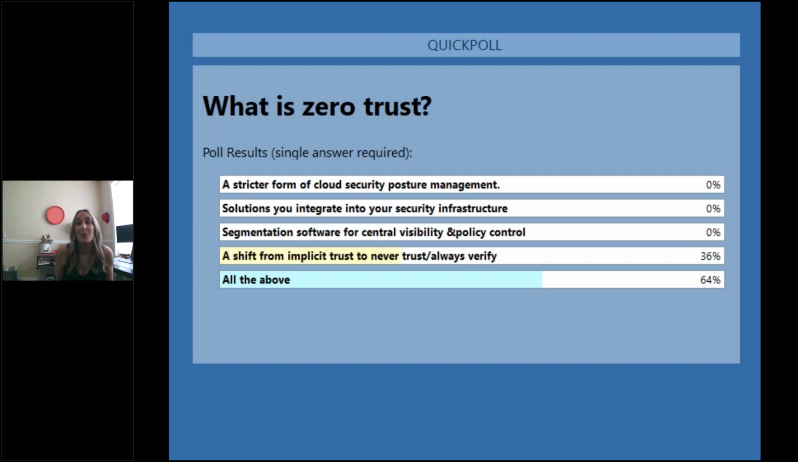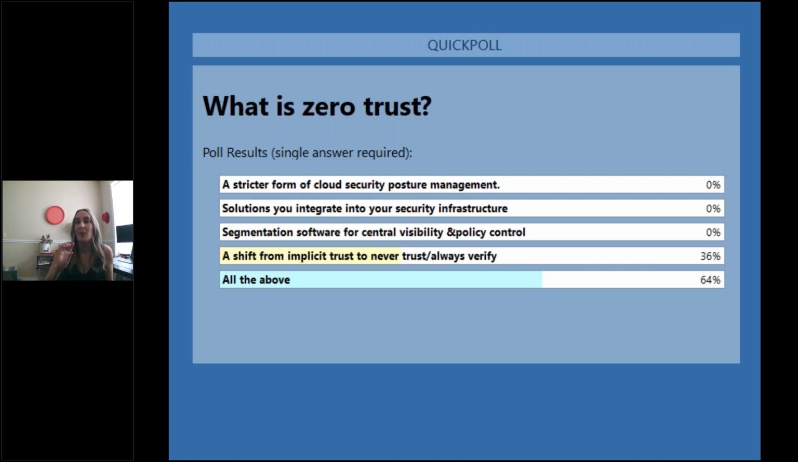All right, I don't see the results. So it looks like 64% of people said all of the above. 36% said a shift from implicit trust to never trust, always verify. No one said any of the other options. Great, perfect. So this will be a really informative session. The correct answer was the 36% that answered a shift away from network-centric access control.